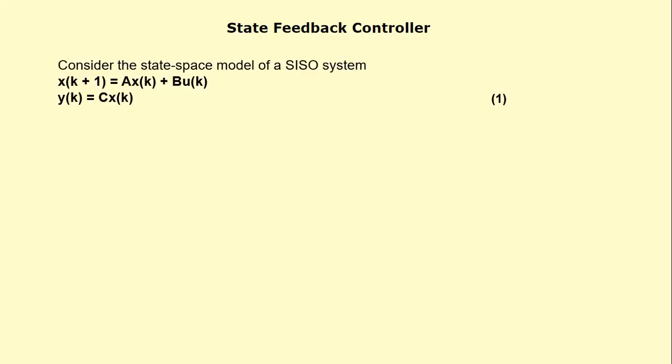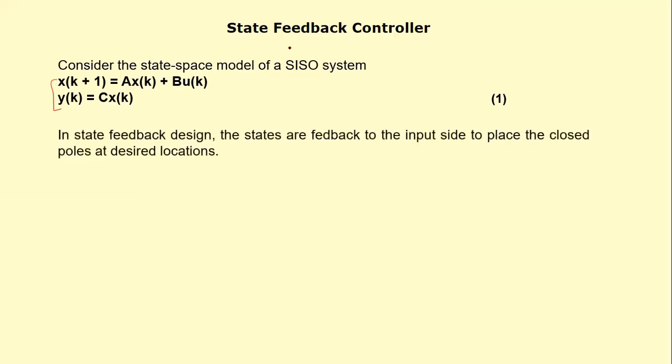Let us consider a single input single output system which is given by equation 1. This is the state space model of a single input single output system. Now, in state feedback design, we feed back the states of the system to the input, and the purpose is that we can place the closed loop poles of the given system at desired locations.